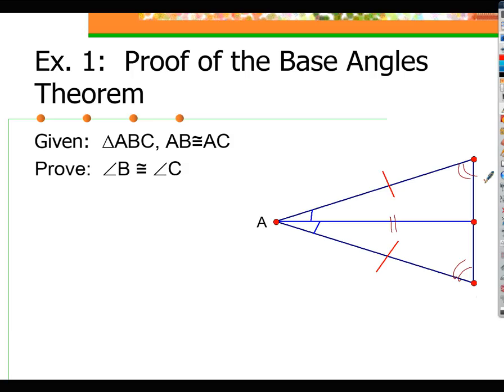Wait, what does CPCTC stand for? Okay, somebody tell me, what does CPCTC stand for? Right here, Noelani, what's it stand for? Noelani's got the floor, what do you got? Corresponding parts of congruent triangles are congruent.